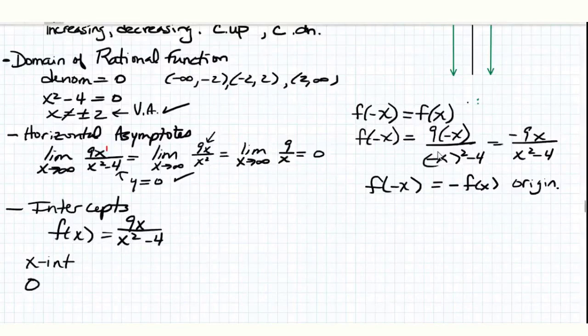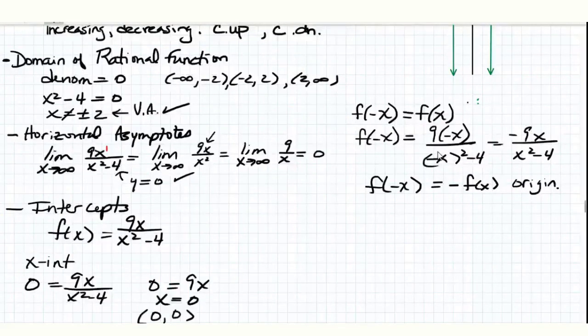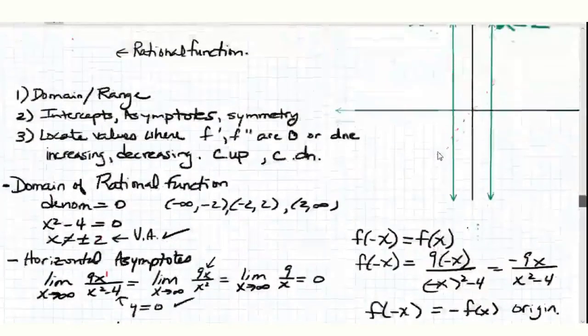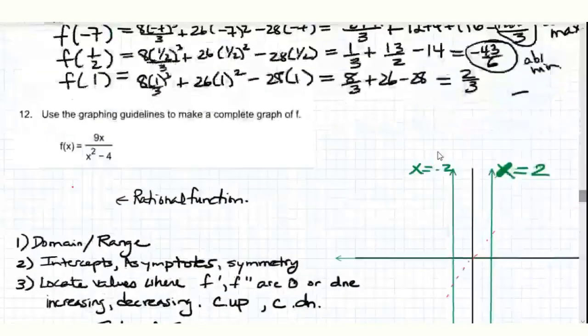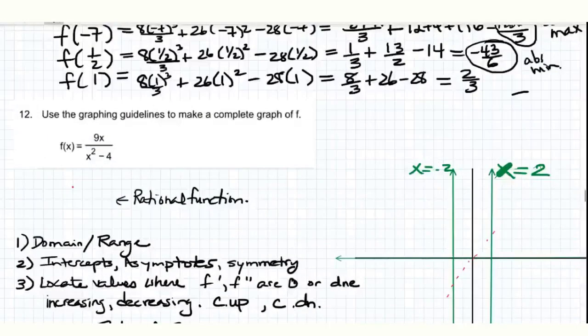These are actual points on the graph that will help us have starting points when we draw it. So anytime you're asked to find x-intercepts, you're always going to let f of x equal 0. 0 equals 9x over x squared minus 4 only happens if 0 is equal to 9x, which means x is equal to 0. So we have both an x and a y-intercept at (0, 0).